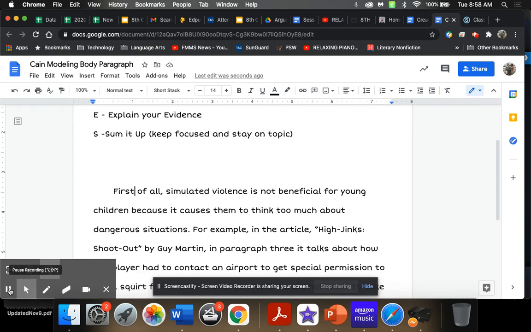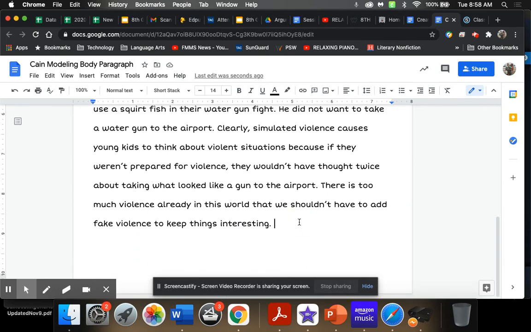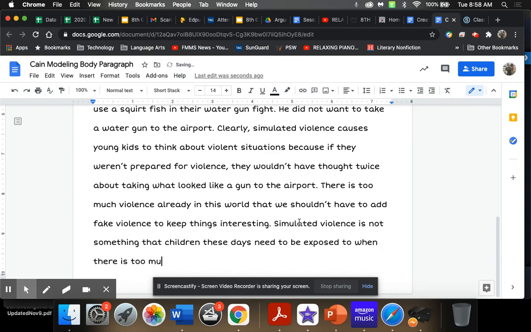All right, the S, the sum it up, I'm bringing it back to my main claim, because that's what keeps my entire piece of writing focused. My main claim, again, is that simulated violence is not beneficial for children, okay? So I'm going to end again, right? I'm going to sum it up. Simulated violence is not something that children these days need to be exposed to when there is too much other violence to think about.